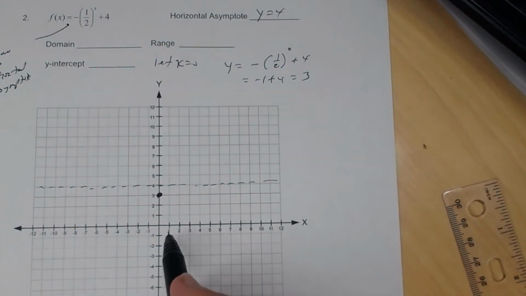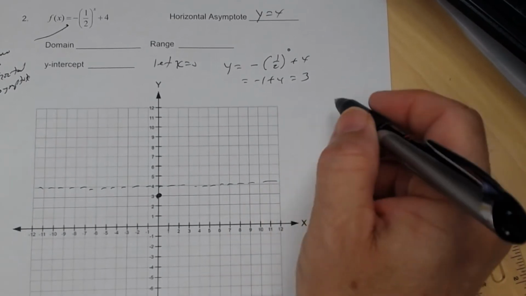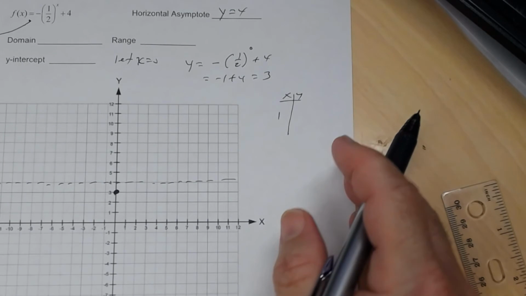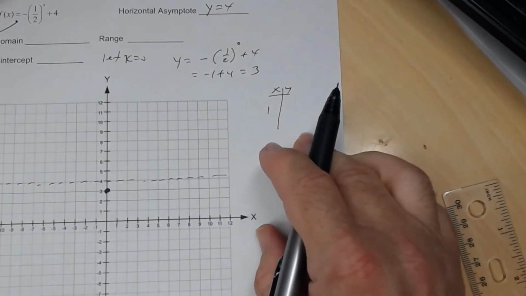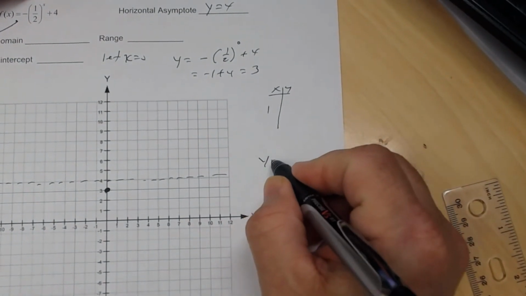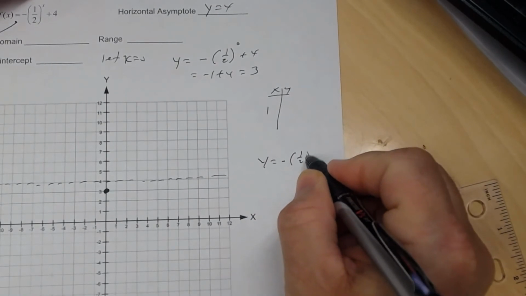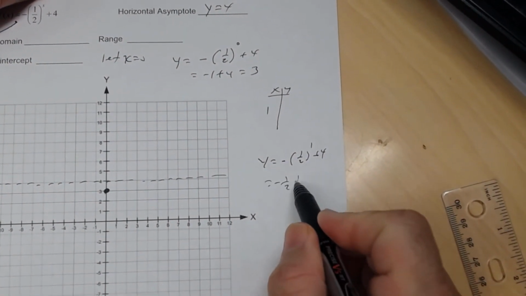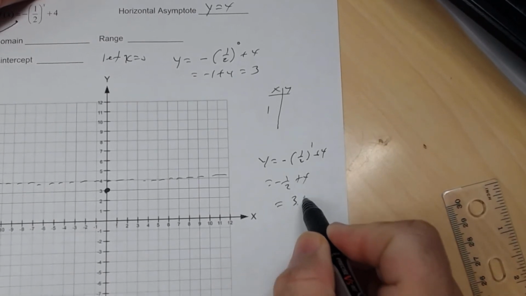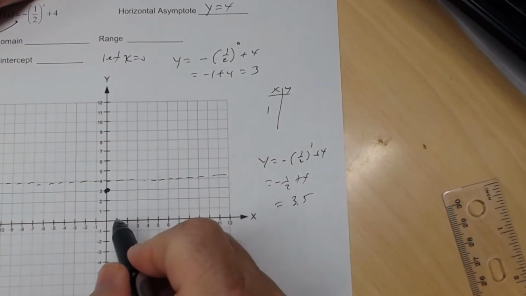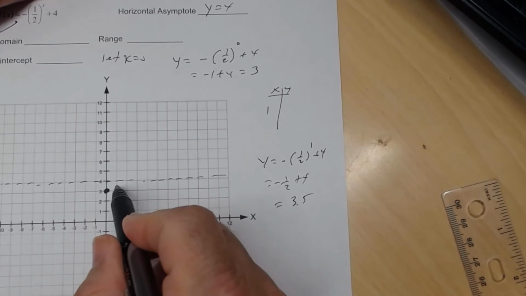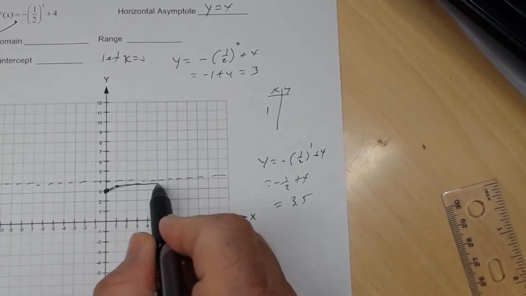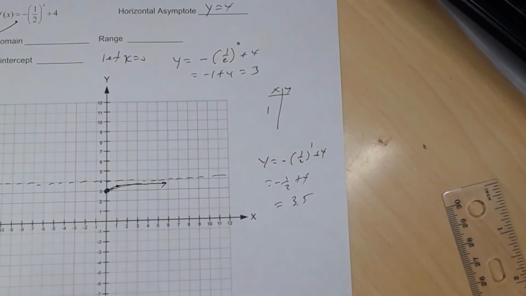All right, so let's get 2 more points. If x is 1, let's see what we get. If x is 1, we get y equals negative (1/2)^1 plus 4. So that's negative 1/2 plus 4, which is 3.5. So 3.5 is here. Now what I've found is that on this part, the graph goes towards the horizontal asymptote over here.